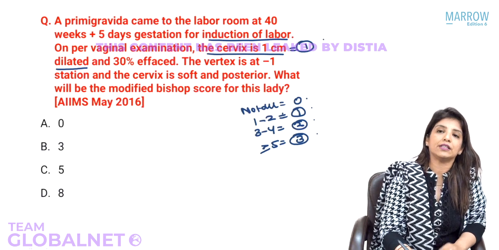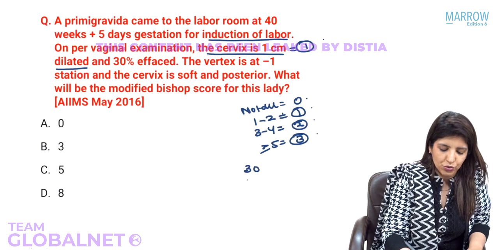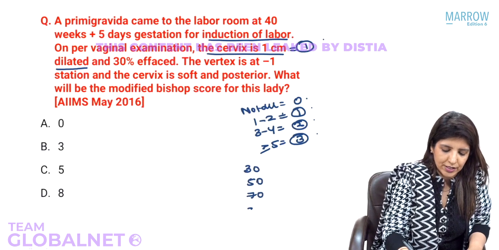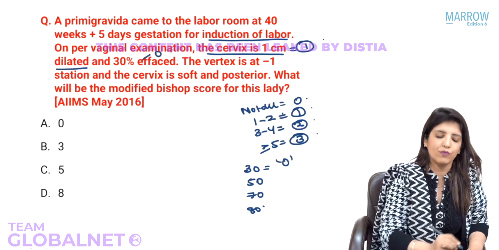Now they are saying the cervix is 30% effaced. For effacement, I told you to remember 30, 50, 70, 80. 30 is a score of 0, right? So I'm going to give a score of 0.